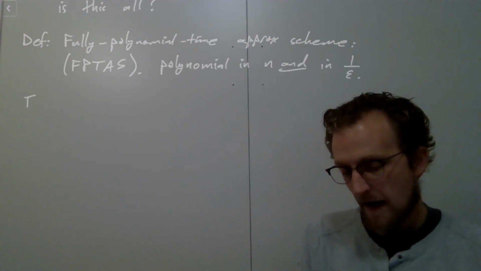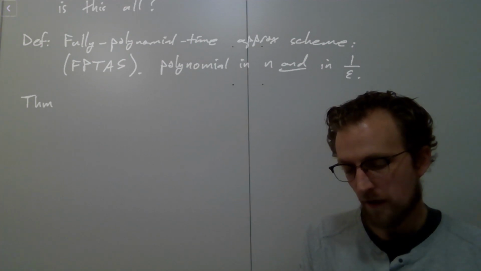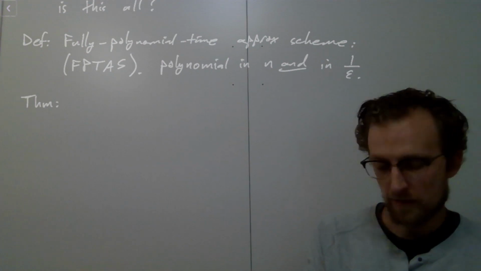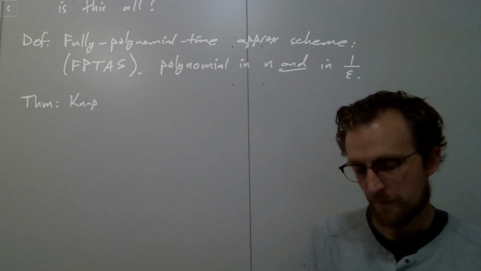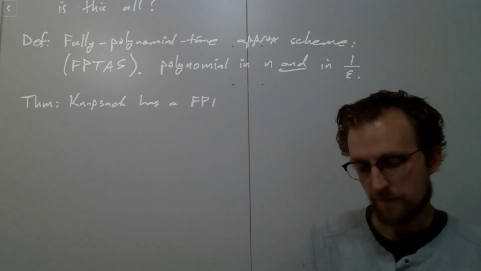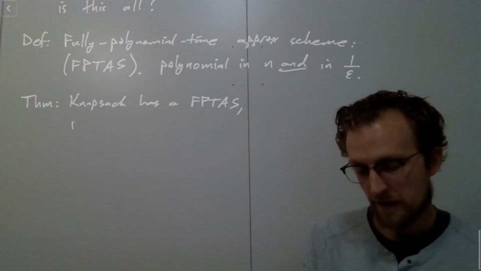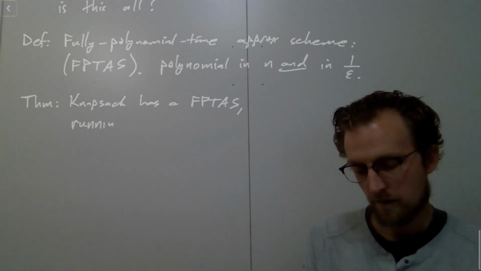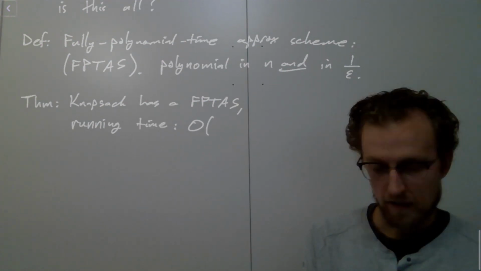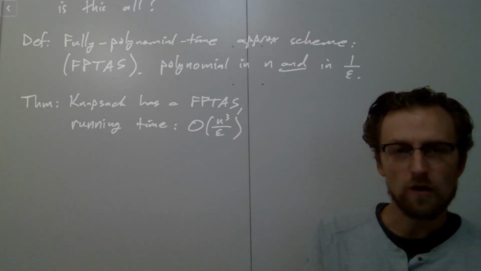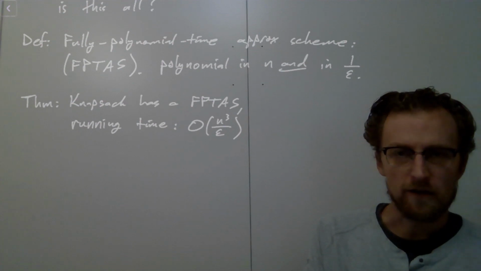And so our fact that we'll kind of close this video with is that the Knapsack problem has a fully polynomial time approximation scheme. So Knapsack has a FPTAS. Okay, and the running time is this: big O of n cubed over epsilon. Okay, so it's linear in 1 over epsilon, and it's cubic in n.